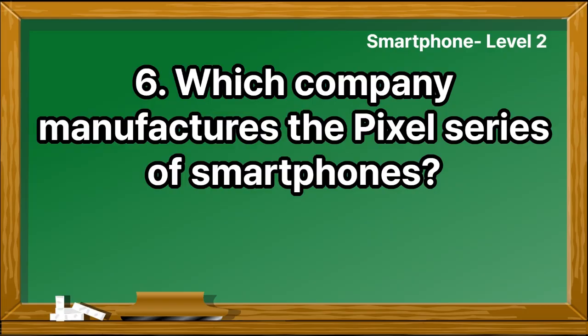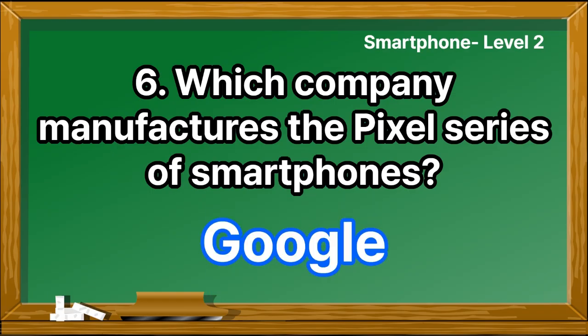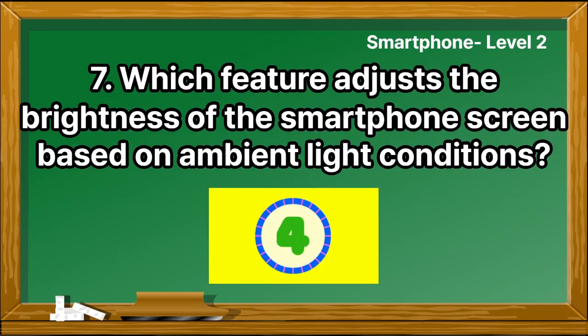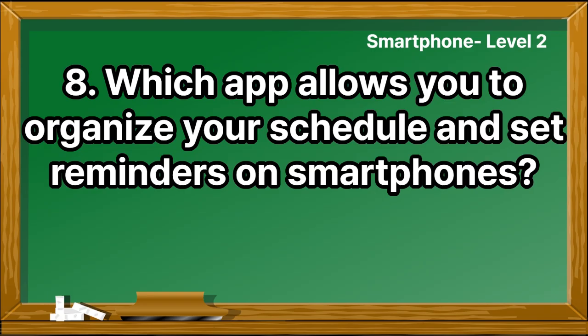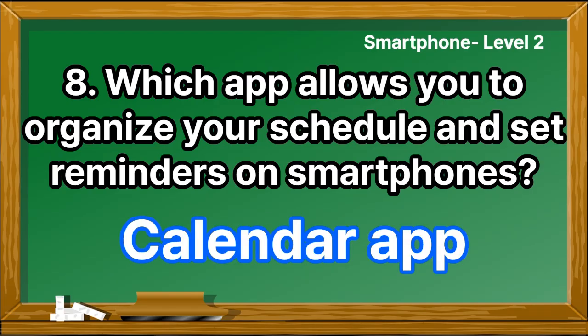Which company manufactures the Pixel series of smartphones? Google. Which feature adjusts the brightness of the smartphone screen based on ambient light conditions? Auto brightness. Which app allows you to organize your schedule and set reminders on smartphones? Calendar app.